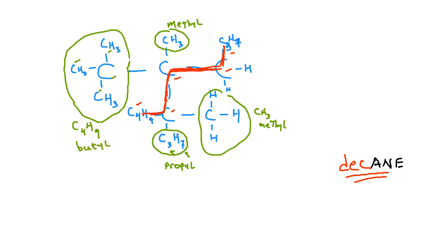So our additions are butyl, methyl, and finally propyl. Okay, all right. Now what we have to do is determine which way to count.